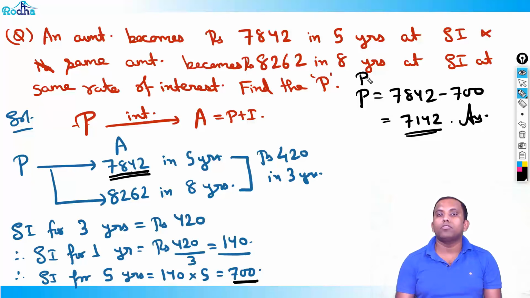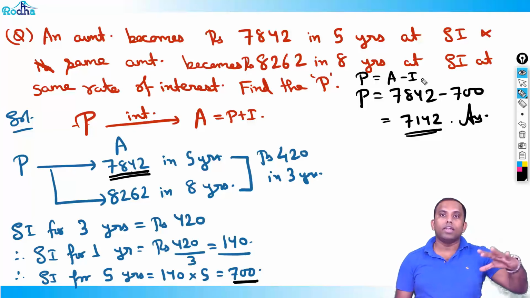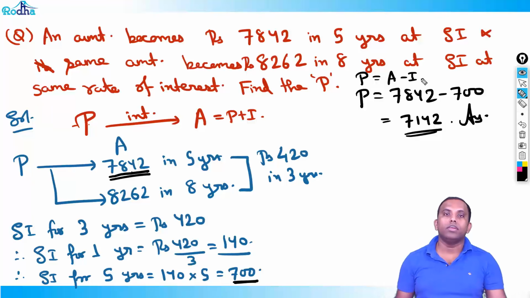Anyway, principal is amount minus interest. Logically also we can see that an amount becomes 7842 after 5 years, including 700 interest. So without interest, the principal is 7142. That is the answer for this question. I hope it is fine. Okay, next one.